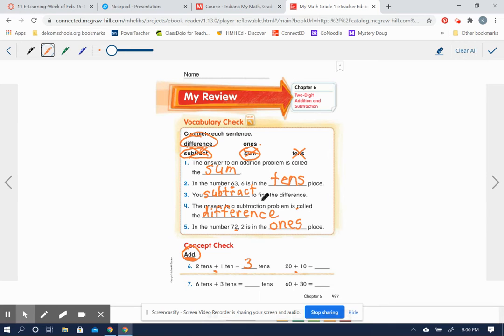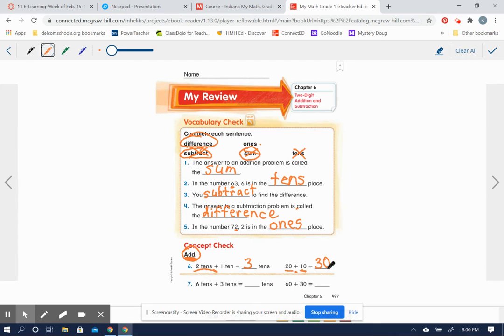Now we can also say 2 tens is the same as 20, and 1 ten, of course, is a 10. And so 20 plus 10 equals, well, what does 3 tens mean? 3 tens is 30. 20 plus 10 equals 30. 3 tens is the same as 30. That's what I was trying to get at.